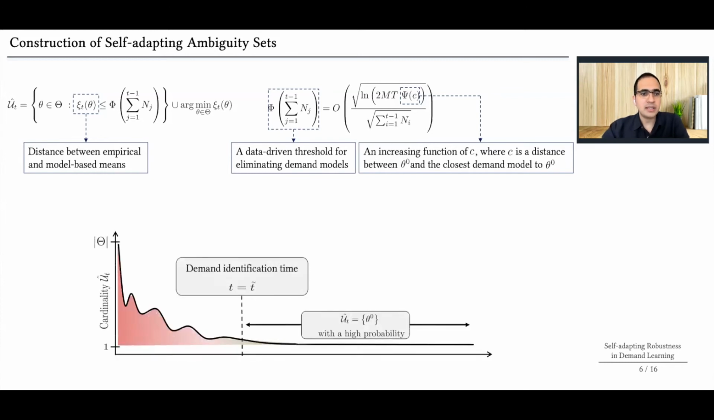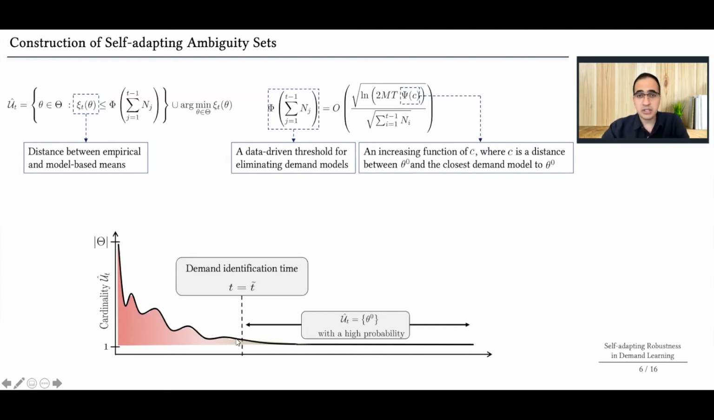Having this uncertainty set, we can explore how its cardinality changes over time. Here I draw the cardinality of the uncertainty set U hat t for different times. Initially, this set has all demand models, and as data arrive, it eliminates demand models, and at some point, it equals the singleton theta naught with high probability.